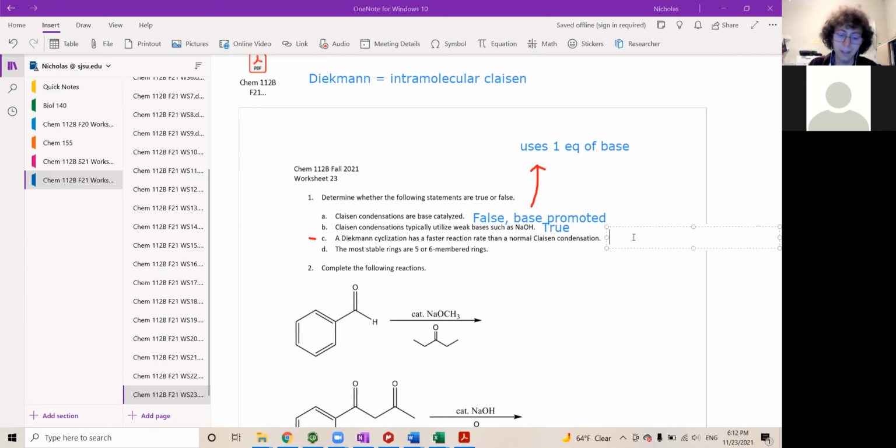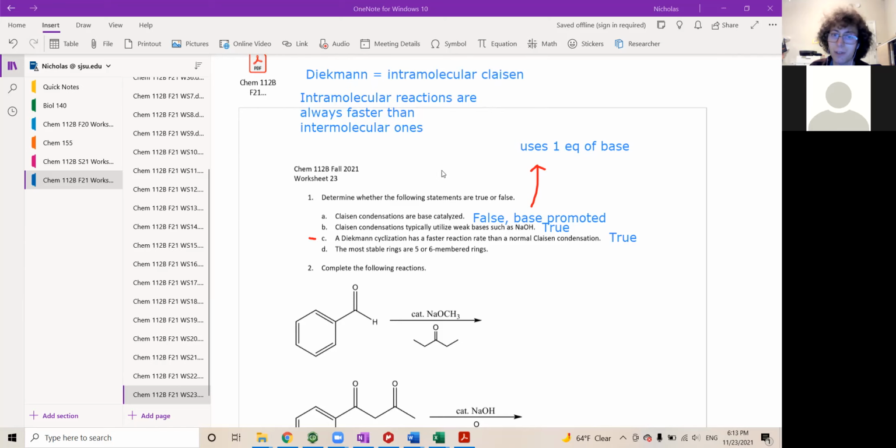And that is true. Because remember, this is something that we've seen in the past. Intramolecular reactions are always faster than intermolecular. And a Dieckmann is just an intramolecular version of that reaction, so it is faster than a normal one.